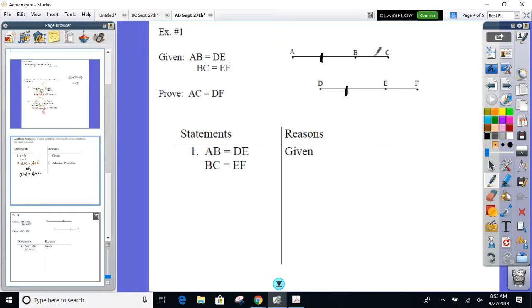Also, BC is congruent to EF. Get used to that. Mark it on your diagram first. Mark it on your diagram. Okay, let's discuss now. What am I asking you to prove is true? AC, same measure as DF.